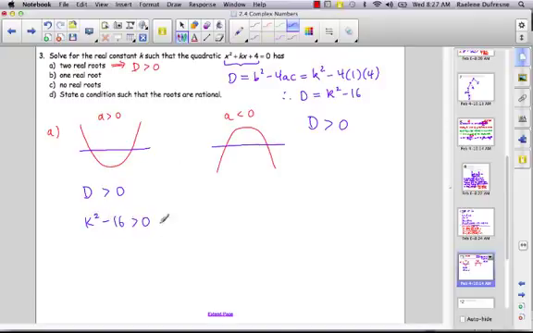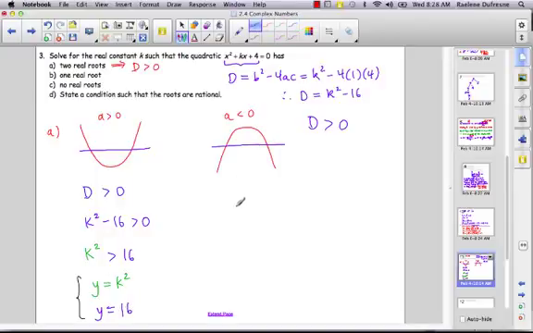And now I'm going to solve this nonlinear inequality from a graphical perspective. I'm going to rearrange this a little bit. Let's say that we have k squared greater than 16, so this becomes a system of 2 equations. We've got y equals k squared, and we've got a horizontal line y equals 16.